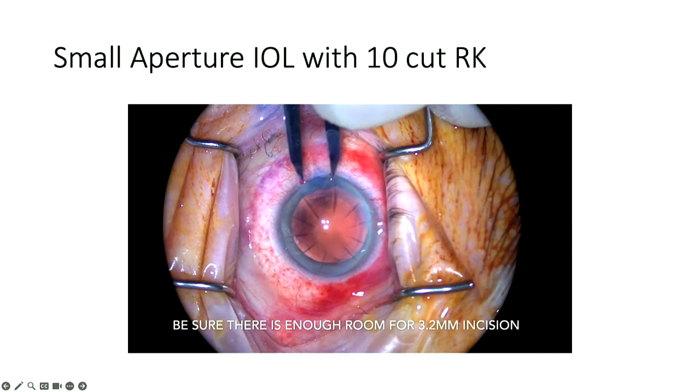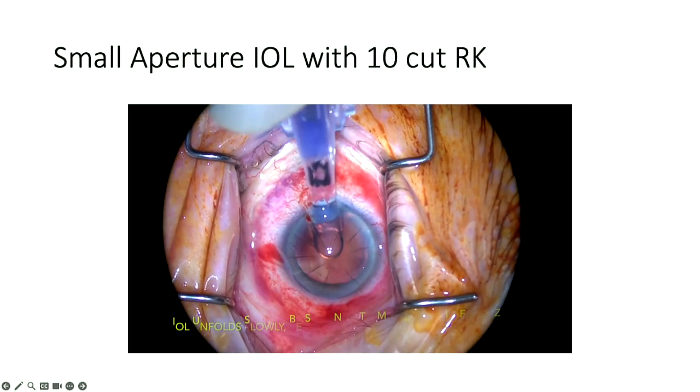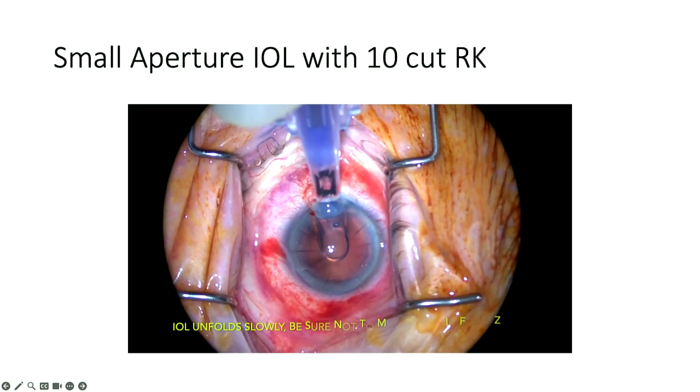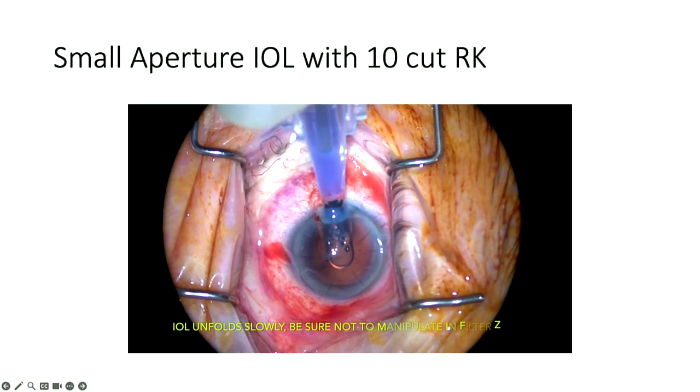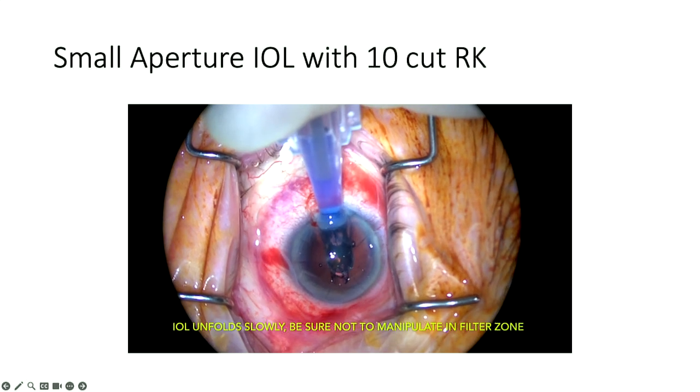There's the cleanup. I like what Joe suggested about doing the other IOL cartridge. I've just been using what Bausch & Lomb supplies. It is very, very slow unfolding. You need a 3.2 incision, and so you do need a slightly larger incision there.